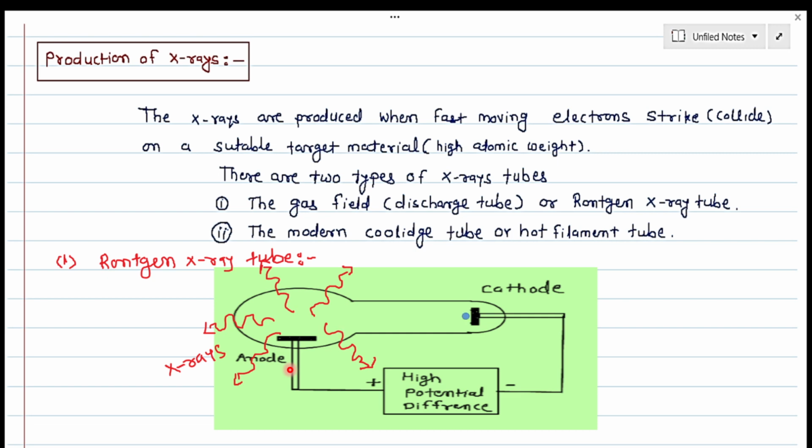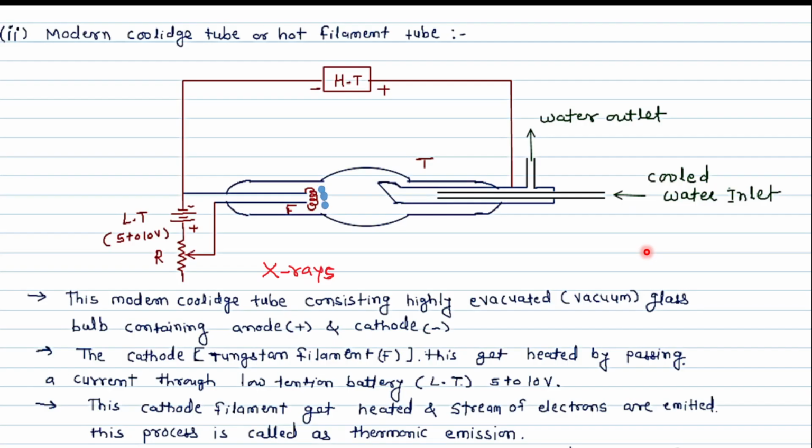That's why if we want a photograph of a fractured bone, it requires more time, because the radiation is moving in random direction. If the radiation moves in a particular direction, we will get a quick photo. That's why Coolidge modified this tube, and the modified Coolidge tube is also called the hot filament tube.